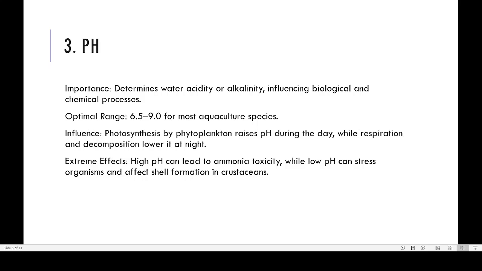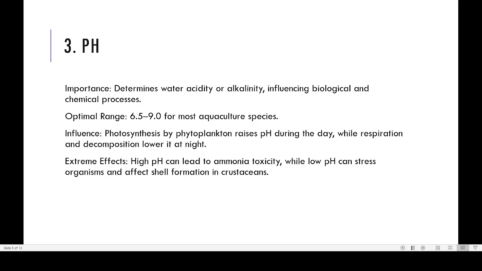The photosynthesis by phytoplankton raises pH during the day. For example, when the plants are undergoing photosynthesis, they release a lot of oxygen, and that also increases the pH. That is one effect, while respiration and decomposition lower it at night. So this is how the pH can vary. In the day the pH can become more alkaline. During night, because of respiration, the pH can become more acidic.